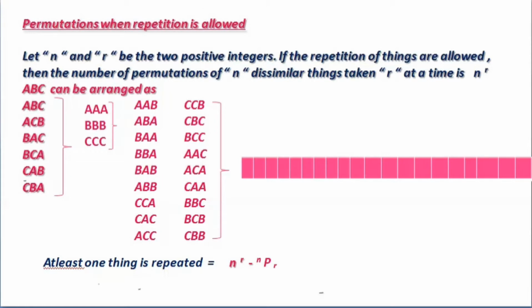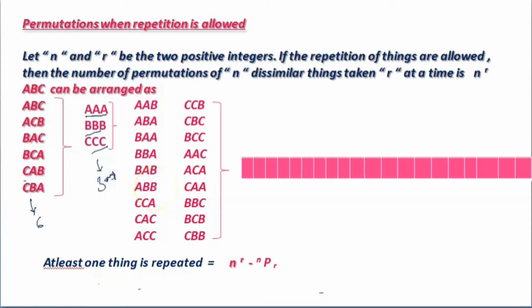A, B, C are three letters that can be arranged. A, B, C, different letters, not the same. ABC, ACB, BAC, BCA, CAB, CBA. These are 6 ways. Next, all the things are repeated, all are the same. There are 3 ways.